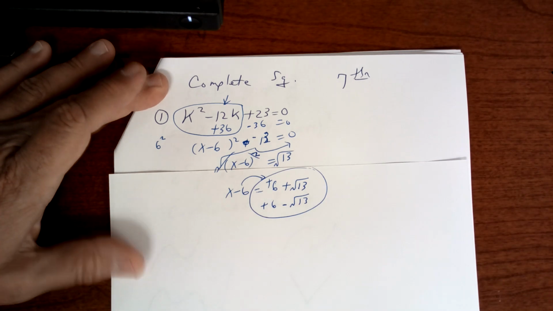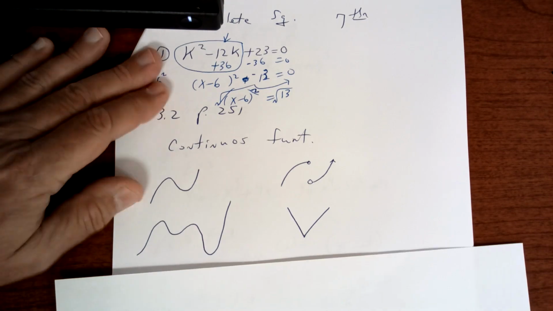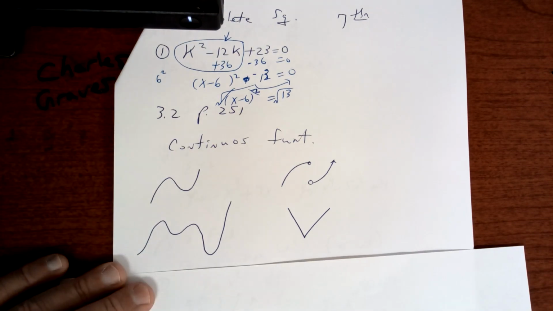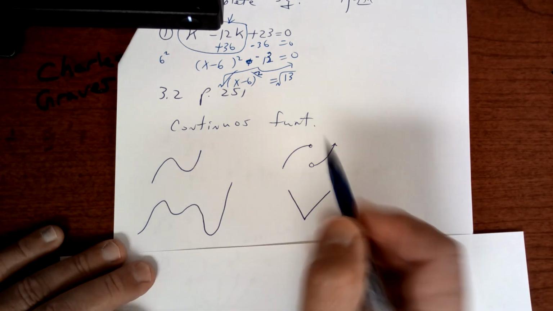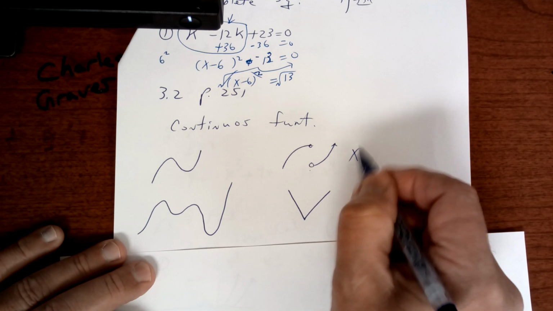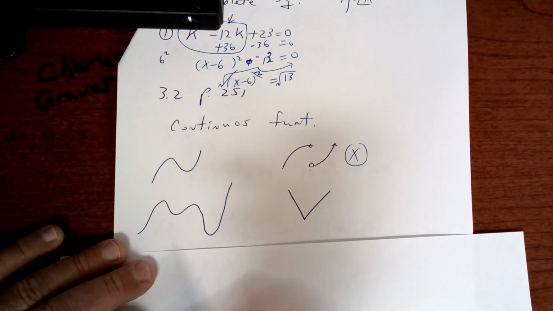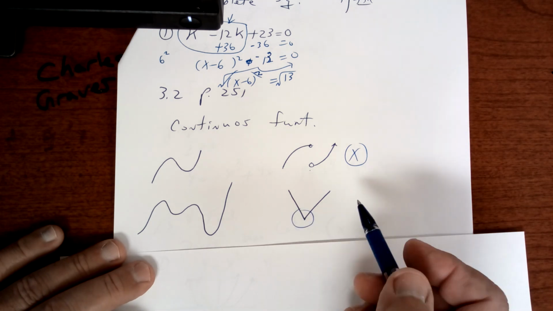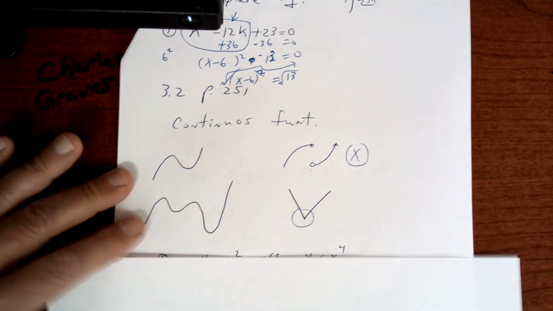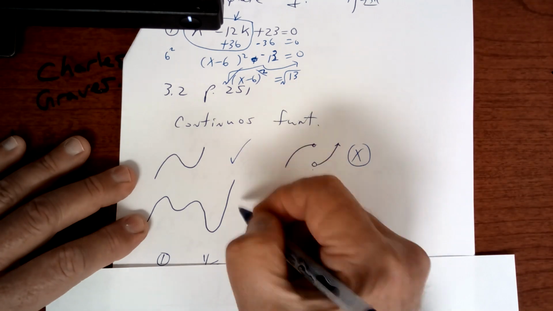All right. Let's take a look at 3.2. Draw these diagrams. All right, so this is called continuous. This one is not, because you have a gap. This one is continuous. This one is not, because it's an abrupt V. So this one is not. So yes, yes, no, no.